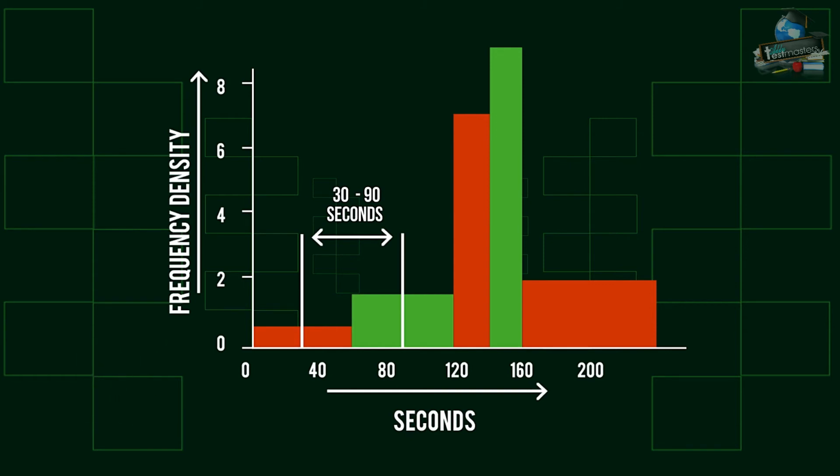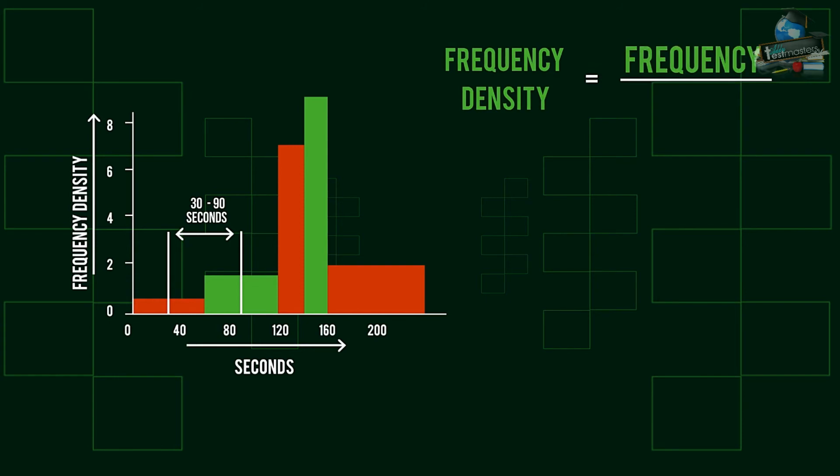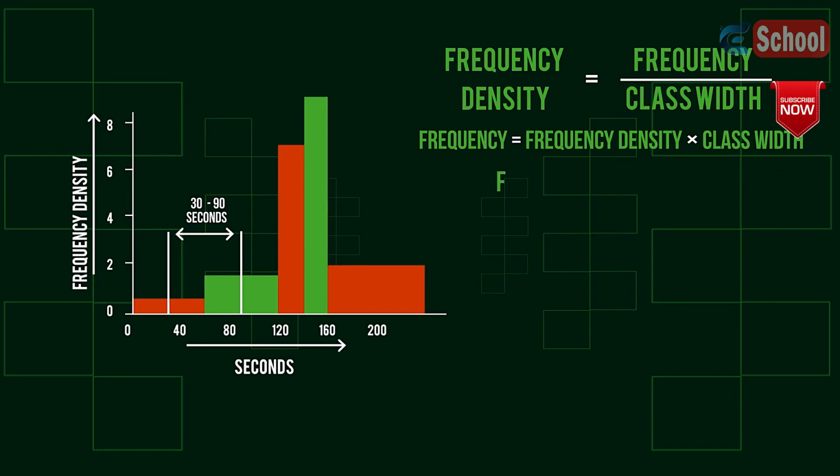Firstly, we need to rearrange our histogram equation to find frequency. Because frequency density is equal to the frequency divided by the class width, to find frequency alone, we have to multiply the class width by the frequency density. If we look at our histogram, we plot frequency density against class width, so the area of each bar is the same as its frequency.